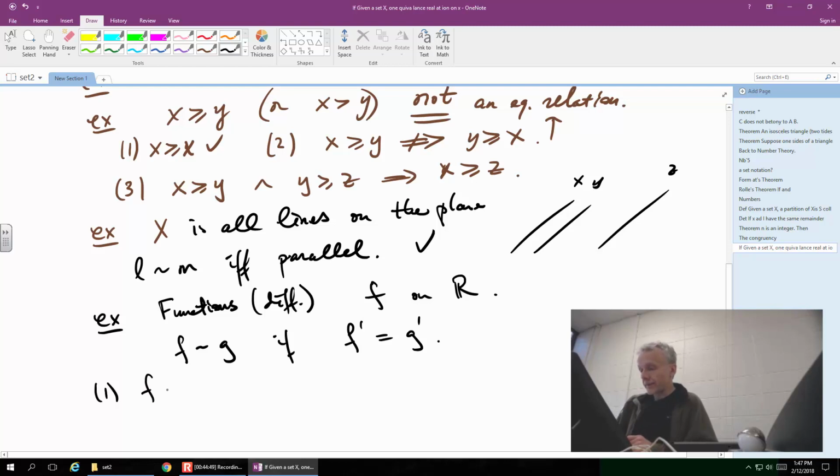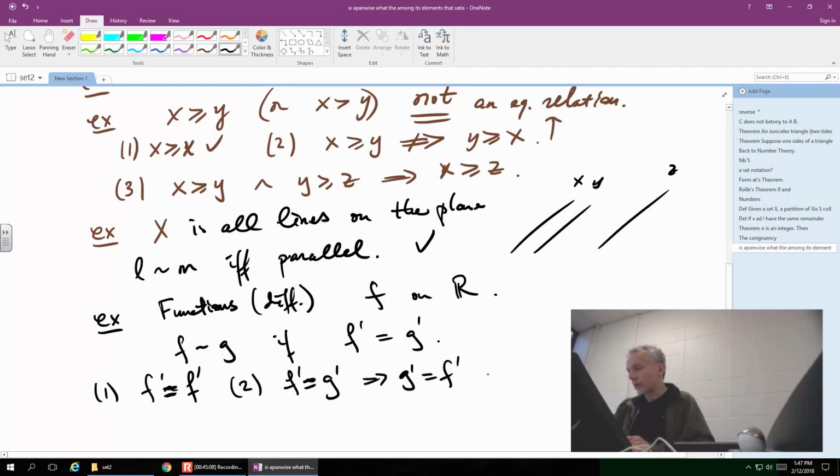So F is equivalent to F. Well, they have the same derivative, right? Number two, F equivalent to G. Derivative of F is equal to derivative of G, then derivative of G is equal to derivative of F. So that's easy once again. Reflexivity is here, symmetry is there. So the last one is also easy, right?